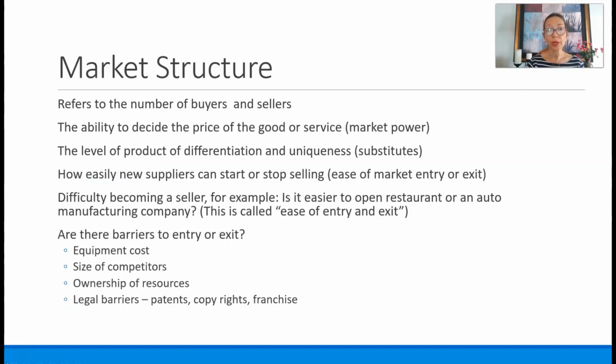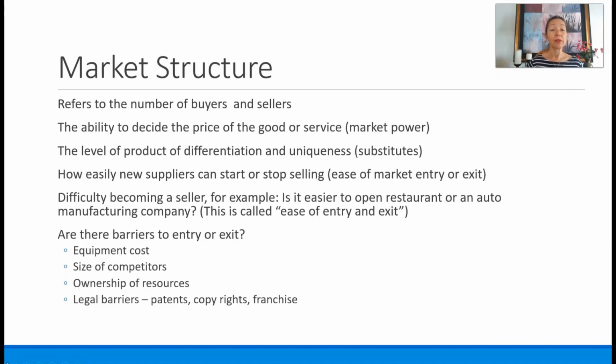When we say the term market structure, what economists refer to is the number of buyers and sellers in the market. So based upon the number of buyers and sellers in the market, this is going to, in large part, tell us how much ability the business has to decide the price of a good or a service. The ability to decide the price of a good or a service is called market power. Okay. So we're going to look at number of buyers and sellers, and we're going to look at the market power of the firm.